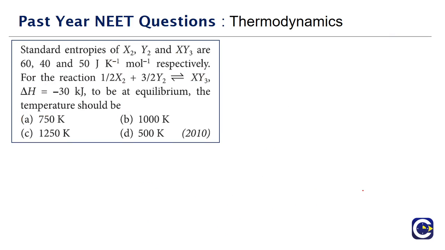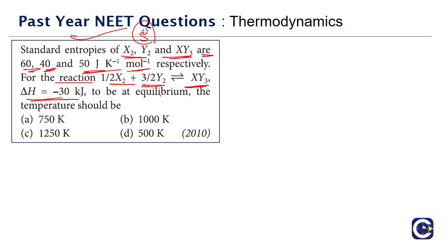Next, the standard entropies of X2, Y2 and XY3 are 60, 40 and 50 joule per Kelvin per mole. Standard entropies, meaning the S0 values, represent the standard conditions values. For the reaction half X2 plus 3 by 2 Y2 gives rise to XY3, the delta H value is given. What is the delta H value? Minus 30 kilojoules.